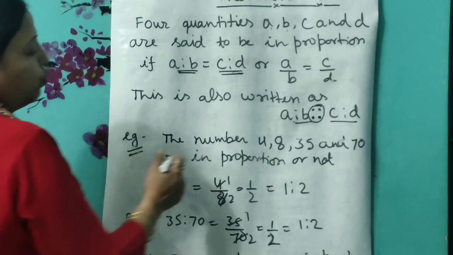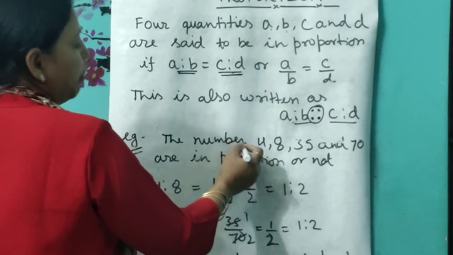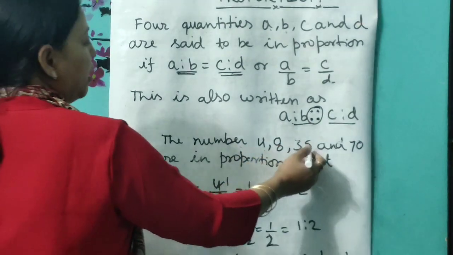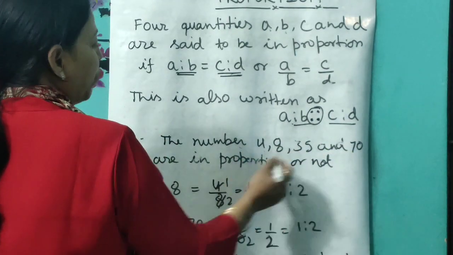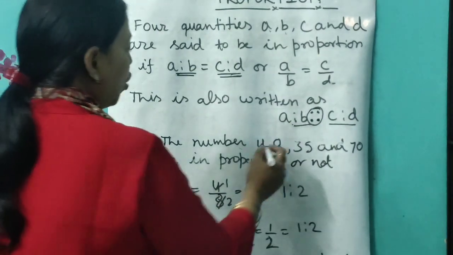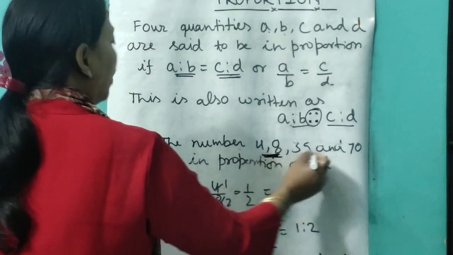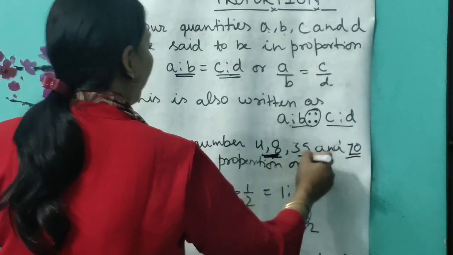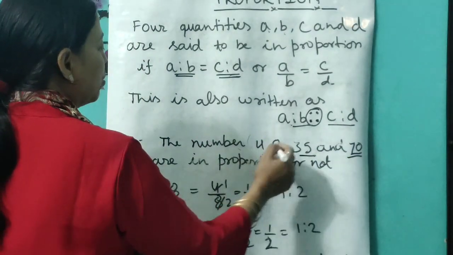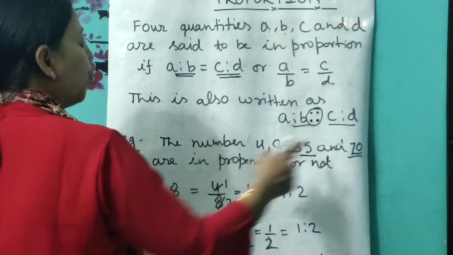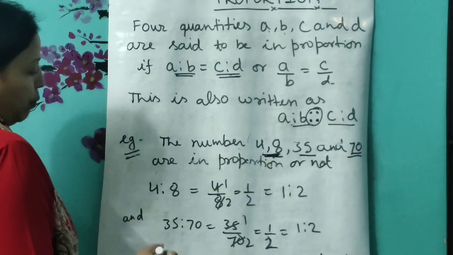For example, if you want to check whether the numbers 4, 8, 35 and 70 are in proportion or not, what you will do is take these two numbers and find their ratio, and take these two numbers and find their ratio. If their ratios are equal, then these four numbers are said to be in proportion.